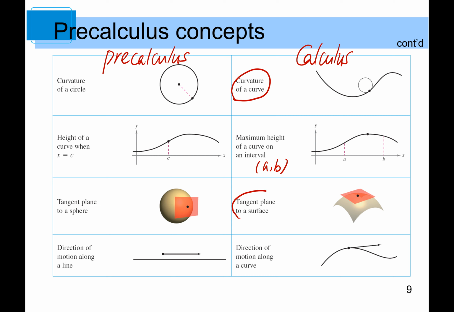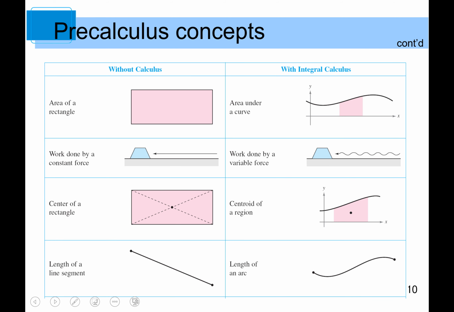Also, a tangent plane to a surface, that's a key feature of calculus, and direction of motion along a curve, which is applied in physics very frequently. It's a fundamental concept in physics. Without calculus, you can only calculate the area of a rectangle. With calculus, you will be able to find the area under a curve, this particular area with a curve.